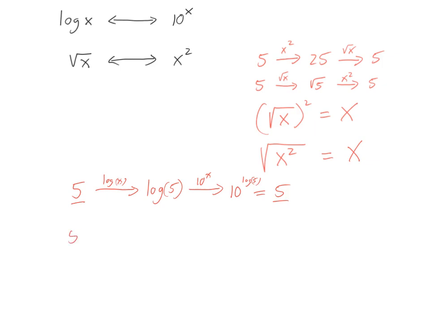Similarly, if I start with the number 5 and I exponentiate it, so that would give me 10 to the 5th. And then if I take the logarithm of 10 to the 5th, that would give me log of 10 to the 5th, which would equal 5. So logarithms and exponential functions, they undo the action of one another. They are inverses of one another.